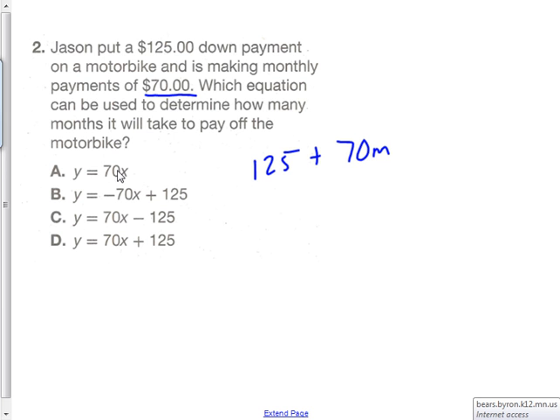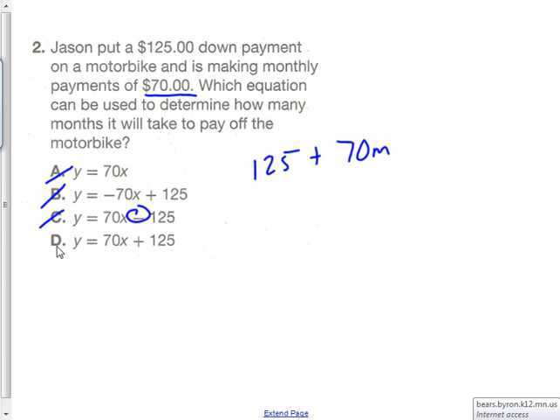So this first one just has the $70 monthly payment, but it doesn't include our down payment at all. So I want to include that one. Now, here we have $125, but we have a negative 70. Okay, now we're not getting paid $70. We're going to actually pay or owe $70, so we don't want that to be negative. Again, we have a subtraction symbol in there, so that's kind of what takes care of that one.